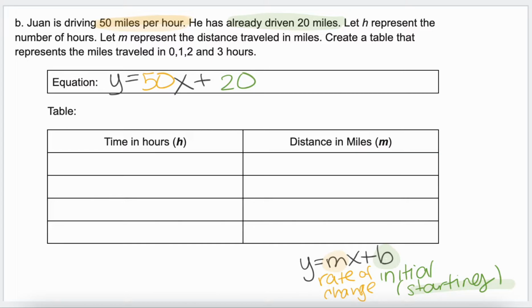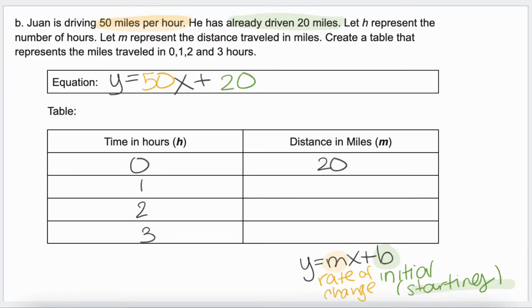All right, so now it wants us to create a table that represents the miles driven in 0, 1, 2, and 3 hours. So let's go ahead and fill in our hours column with those numbers. So let's go 0, 1, 2, and 3. So let's see, and let's just think about that, right? In 0 hours, he's already driven 20 miles, right? It says that. So 20 miles.